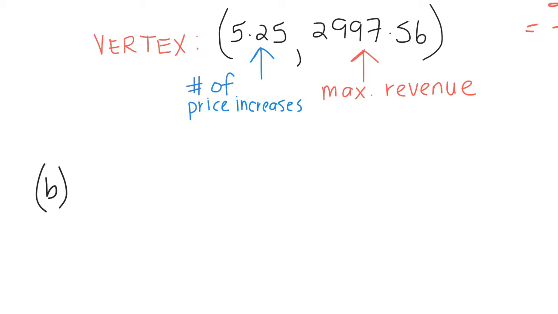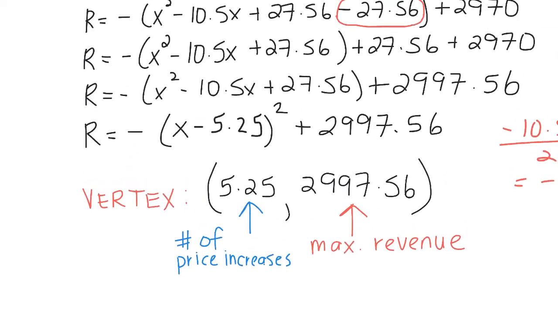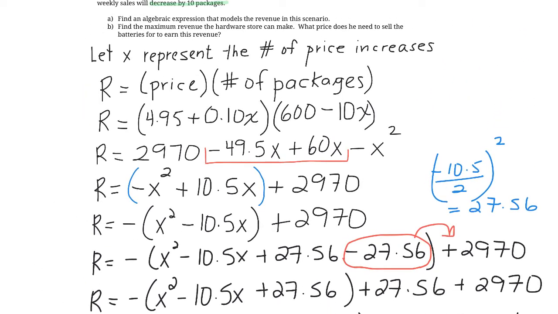The second half of question B also asked you to determine what price he needs to sell the batteries for in order to earn this revenue. So we know the number of times the price has to increase, that's 5.25. So what we can do is go back to our very original equation and specifically focus on the piece of the equation that represented the price. So that's this first expression or first bracket here, the 4.95 plus 0.10x.